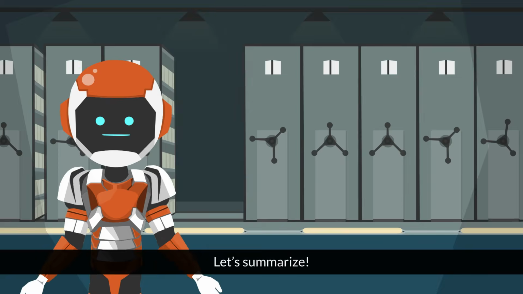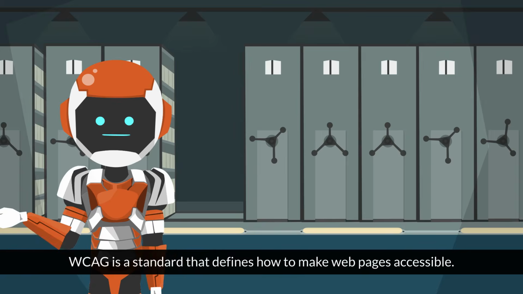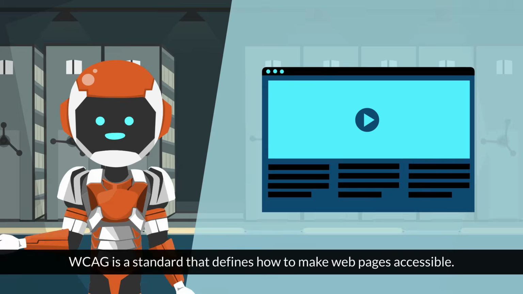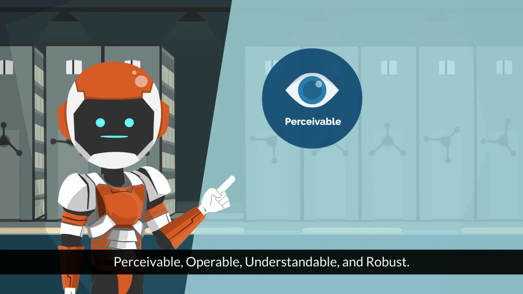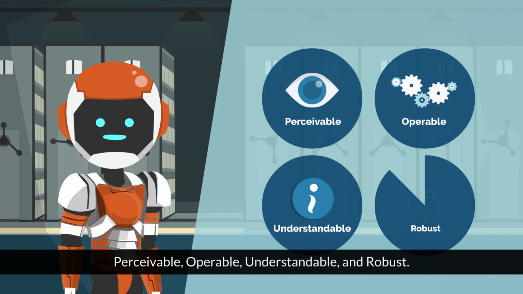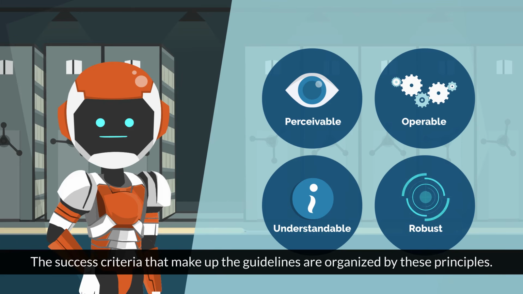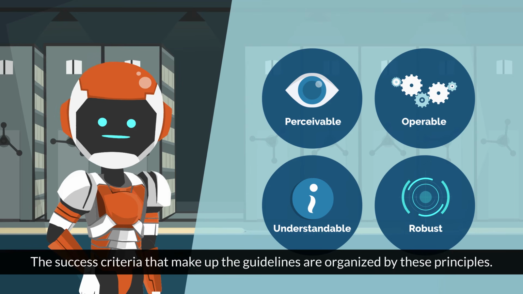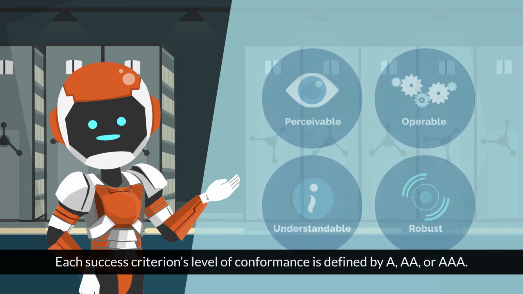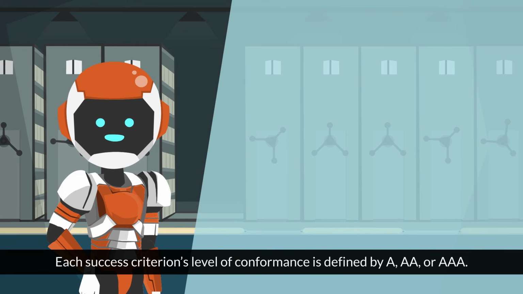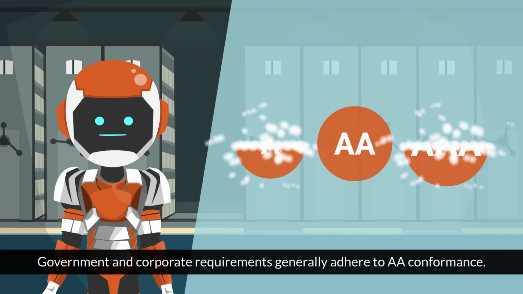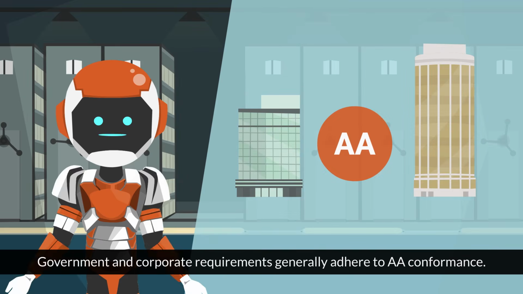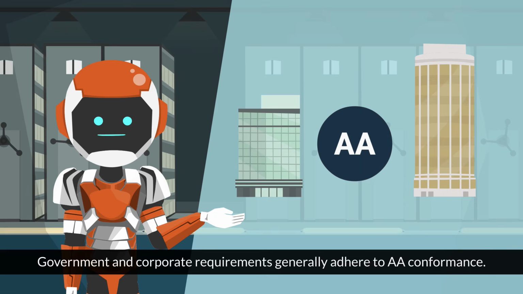Let's summarize. WCAG is a standard that defines how to make web pages accessible. It is broken into 4 principles: perceivable, operable, understandable, and robust. The success criteria that make up the guidelines are organized by these principles. Each success criterion's level of conformance is defined by A, AA, or AAA. Government and corporate requirements generally adhere to AA conformance.